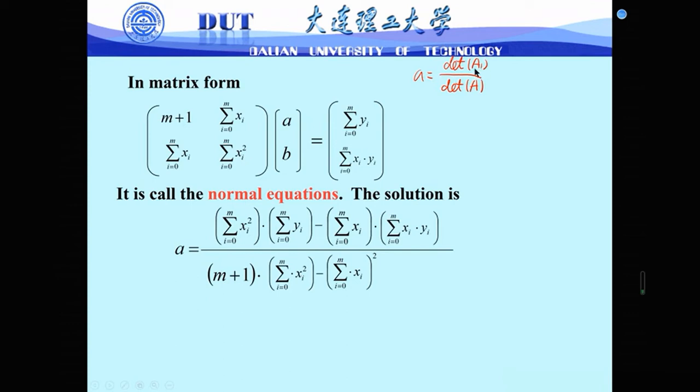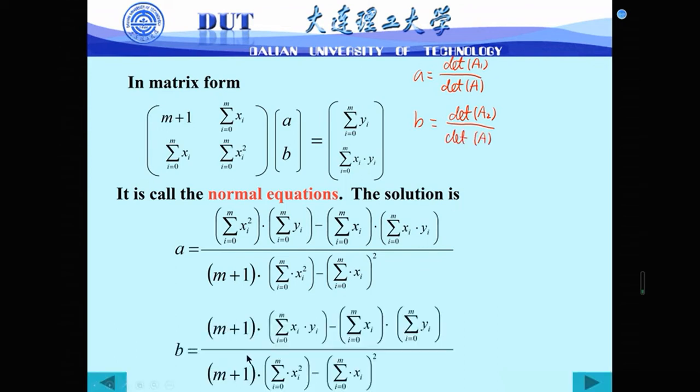This is matrix A. What is A1? A1 means we replace the first column by the right side. So that means we use this element multiplied by this element. So here, you see, the summation of x_i squared multiplied by the summation of y_i, minus the product between the two elements, so the x_i summation multiplied by this element, the summation of x_i y_i. And B equals the ratio. The numerator is the determinant of A2. What is A2? A2 replaces the second column by the right column. And it is also divided by the determinant of A.